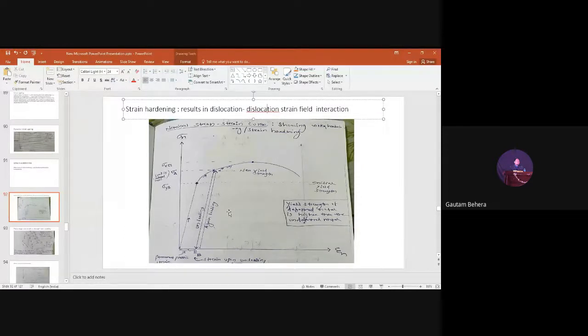Asutosh? Yes, sir. Can you explain this plot? Sir, when plastic deformation is done, dislocations pile up. Then additional dislocations are generated. Okay.